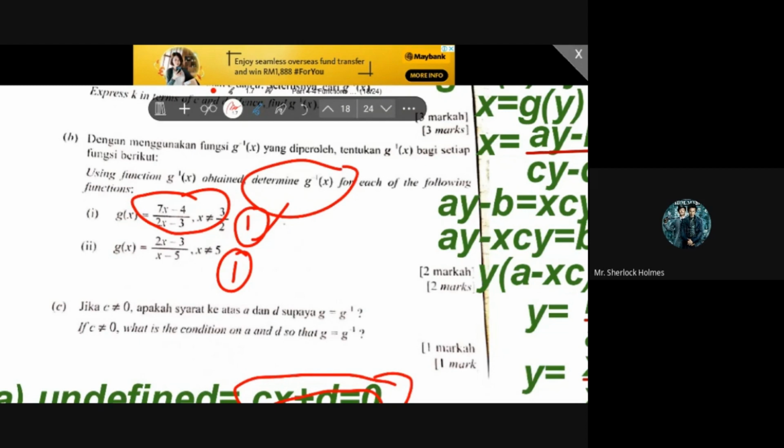B1. Actually soalan ni dia nak uji pattern saja. Dia ubah nombor saja untuk confuse korang. They just change the number to make you confused only. Actually they just want to see the pattern only of inverse function.